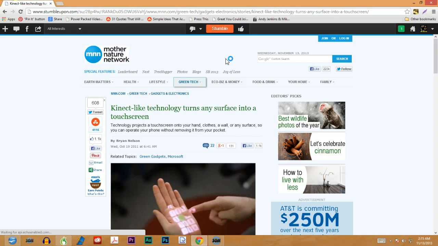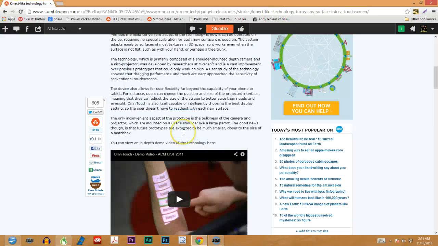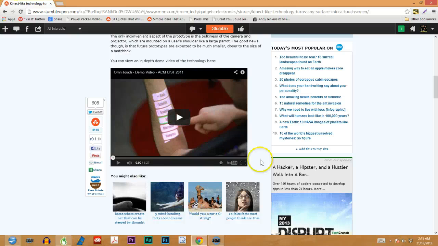Connect like technology turns any surface into a touchscreen. Now that is sweet. Okay, this is like Google Lamp technology that I'm so excited about. You could read through this and you could write a really cool article about this technology. I mean, this is really cool stuff. You've got a video here that you could include, depending on what the privacy settings on the video are. You could probably embed this on your website.